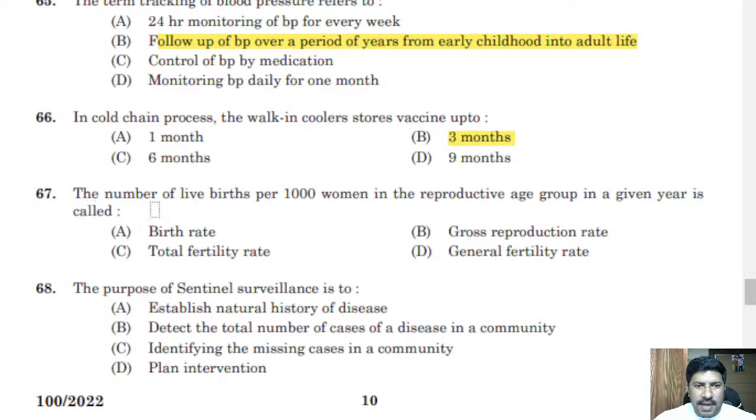67th question. The number of live births per 1000 women in the reproductive age group in a given year is called. Correct answer is general fertility rate. The number of live births per 1000 women in the reproductive age group in a given year is called general fertility rate.